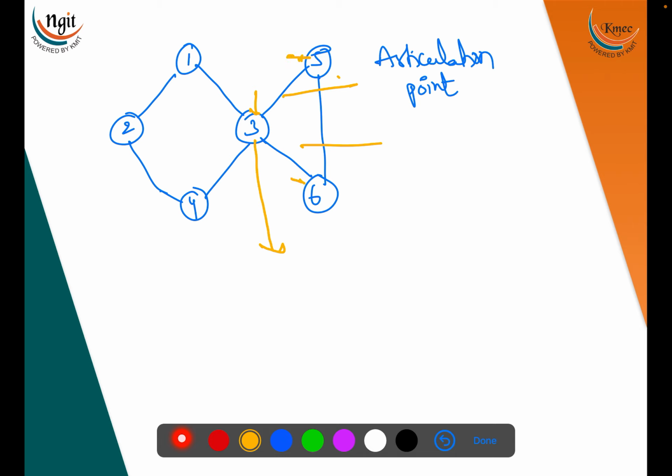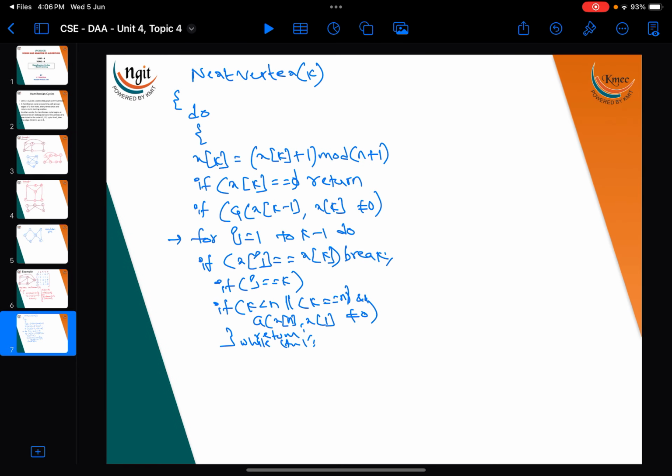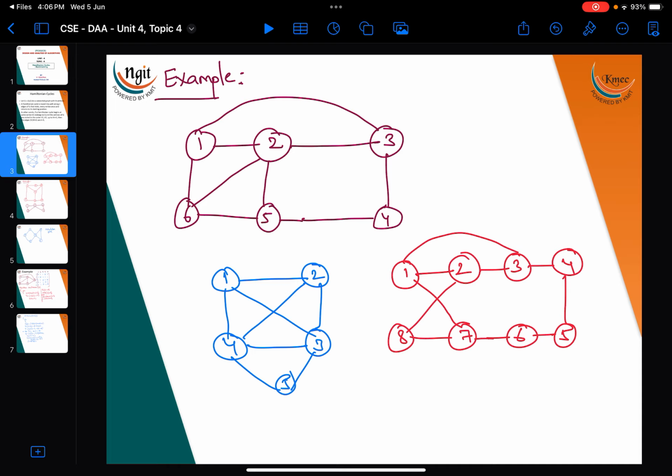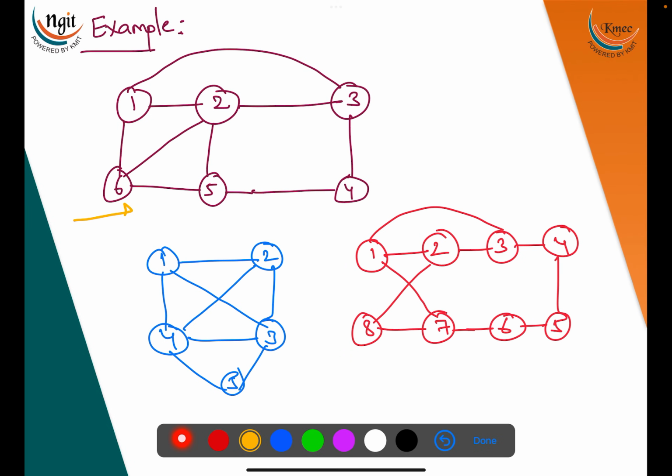So, now a biconnected graph is what? A graph G is biconnected if and only if it contains no articulation point. Now it is a biconnected graph.